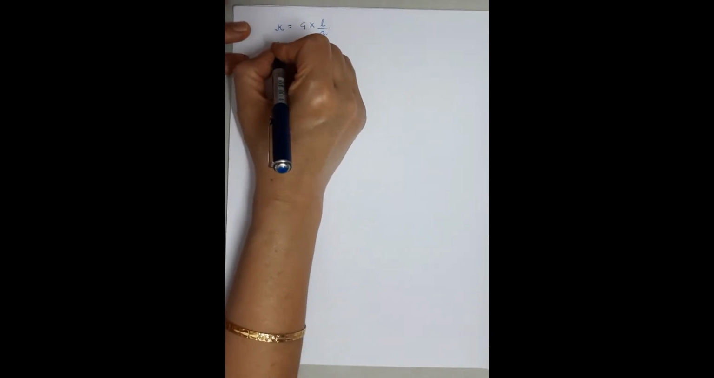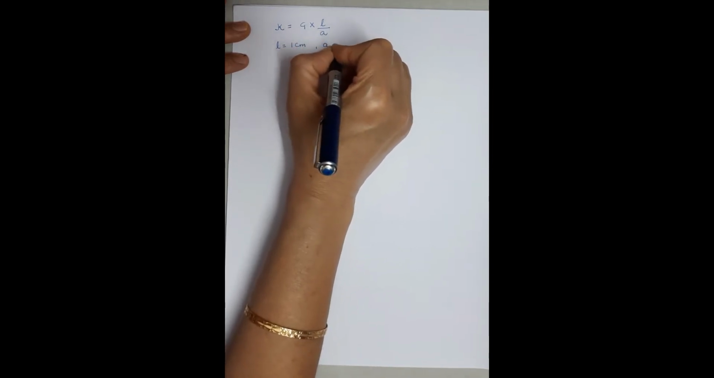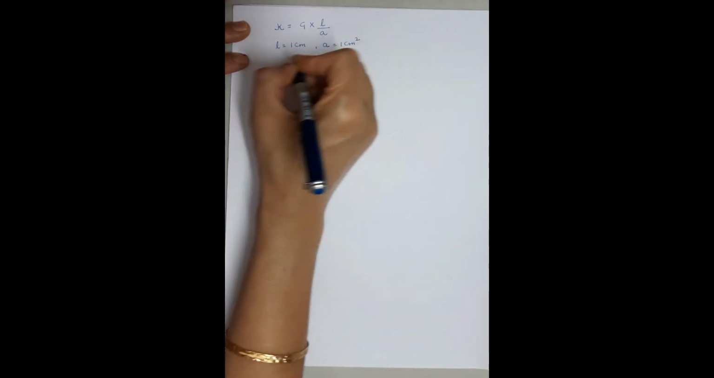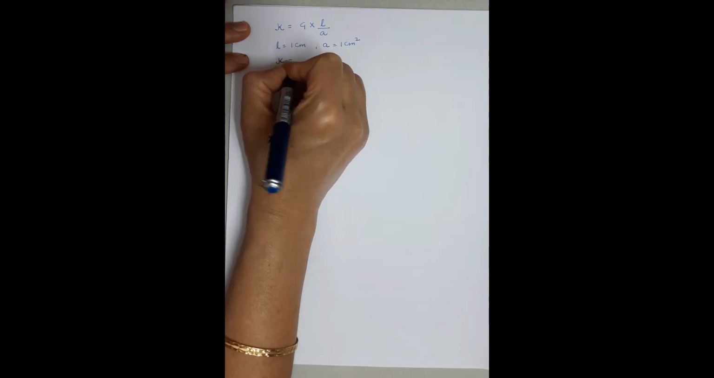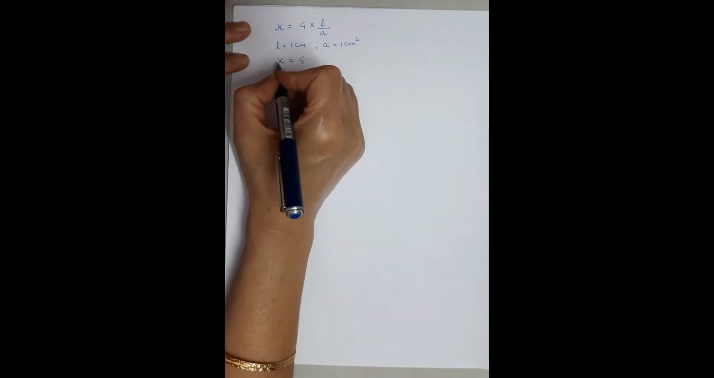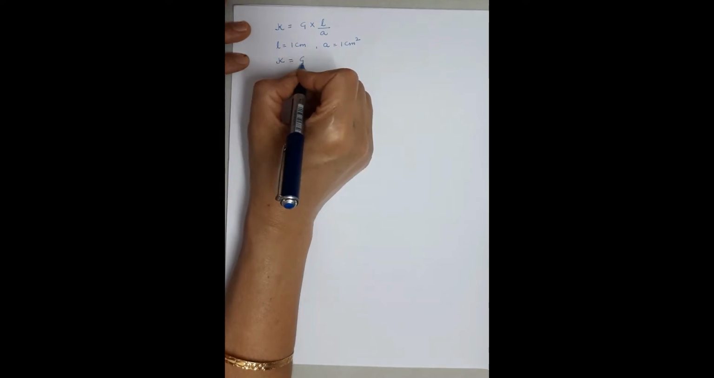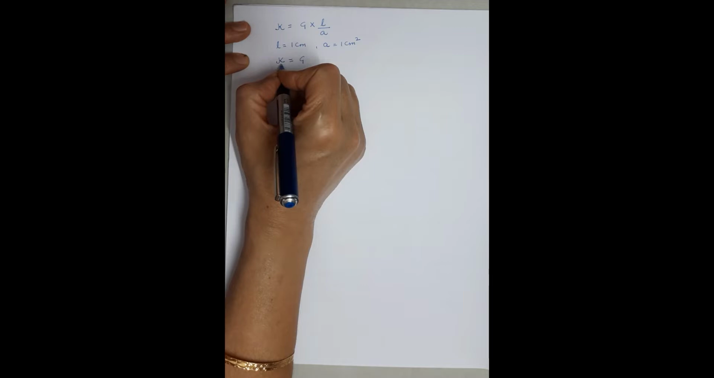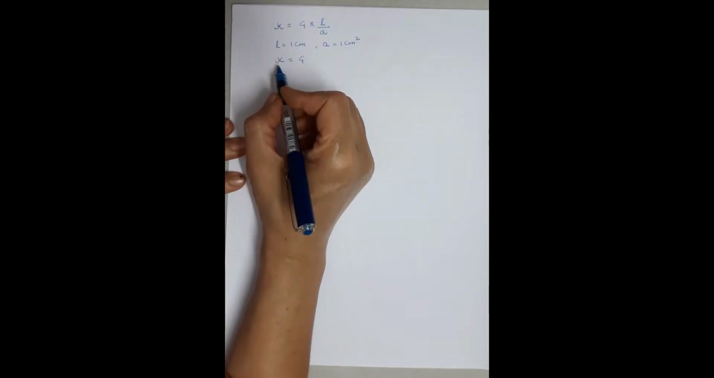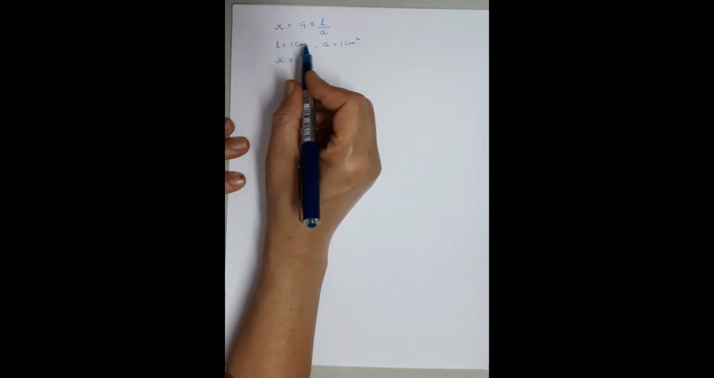If I say L is equal to 1 centimeter and the area of cross section is 1 centimeter square, then kappa is equal to G. Kappa is conductivity and G is conductance. So how will you define conductivity? Conductivity is defined as the conductance offered by a conductor whose length and area of cross section is unity.